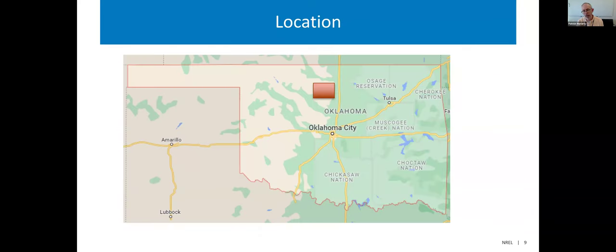So we picked a location way back in, I think, 2020, probably. That's in northern Oklahoma, in the Southern Great Plains. This is a big area for wind production in the United States. The red rectangle here represents the entire domain of the AWAKEN project, so it's a pretty large domain. It's about an hour and a half north of Oklahoma City.